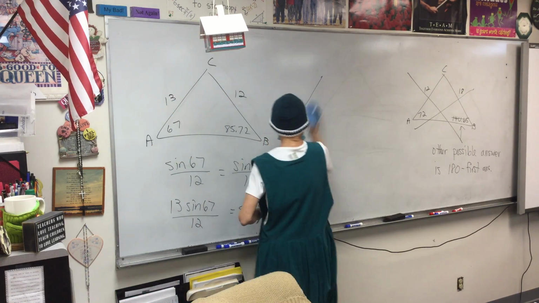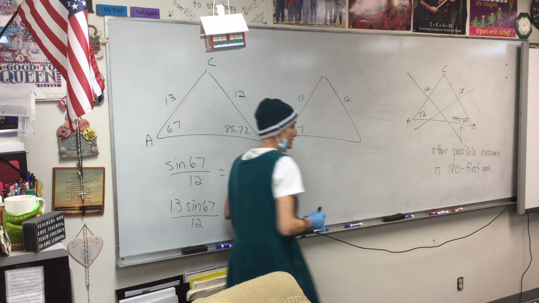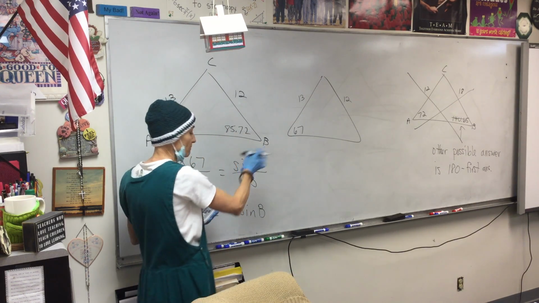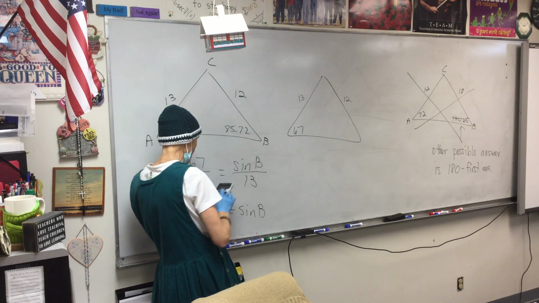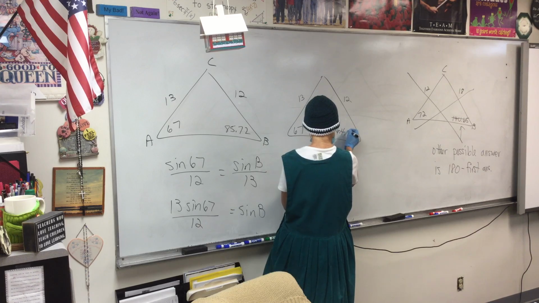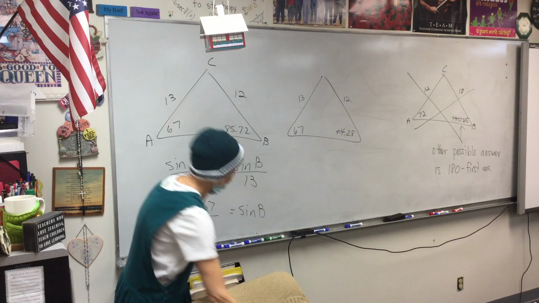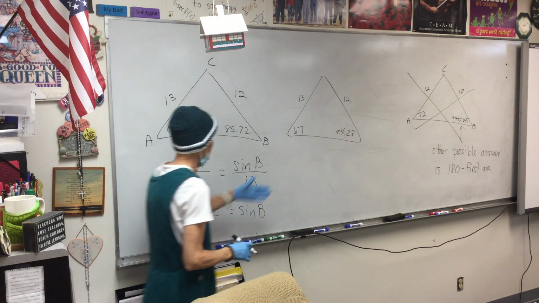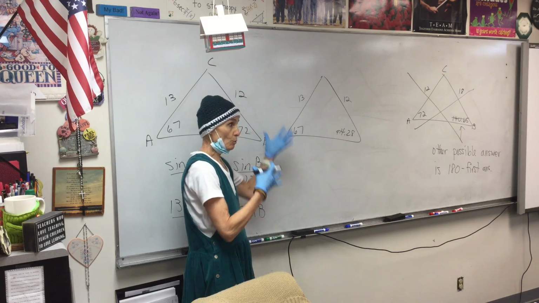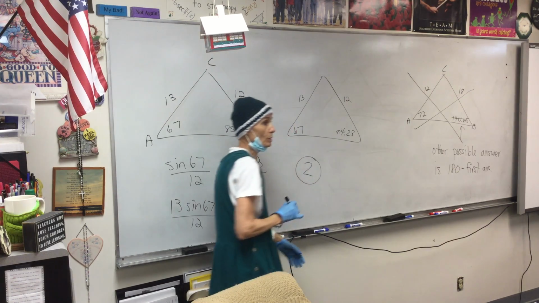So I immediately over to the side, redraw, and say, okay, is there a second answer? Well, if there is, it's real easy to check. Just take 180 minus that one. I got 94.28. Could I have a triangle with a 67 and a 94? Yes. So this situation has two solutions.